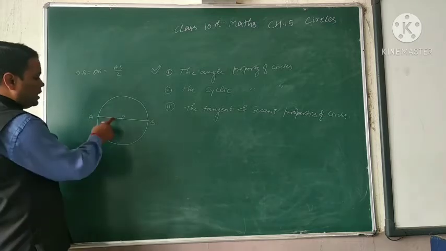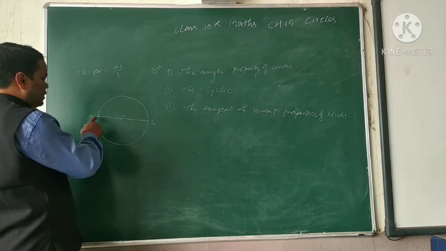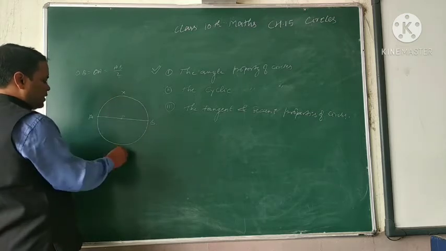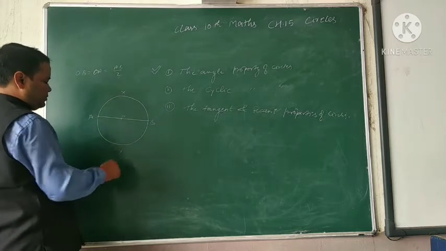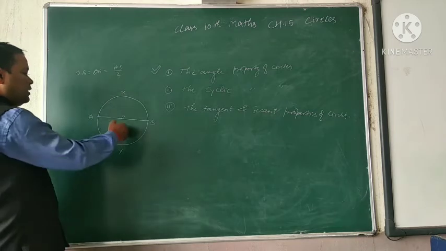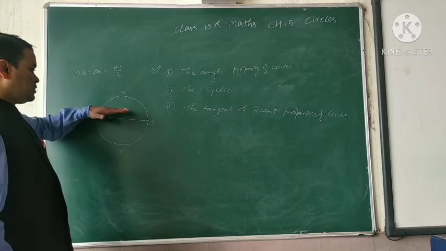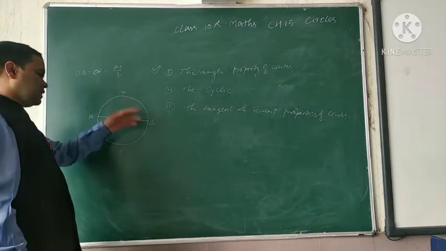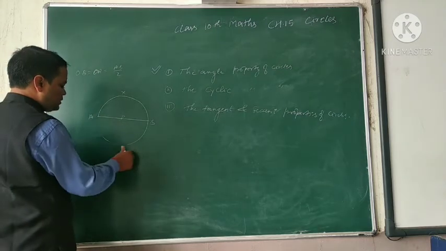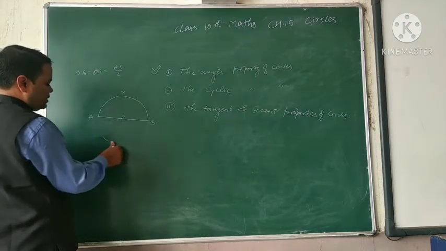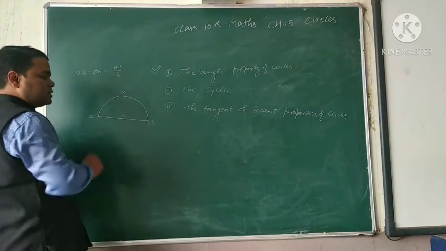The diameter divides the circle into two equal parts, just like here, AXB and AYB, both are equal. This half part of the circle is called a semicircle.